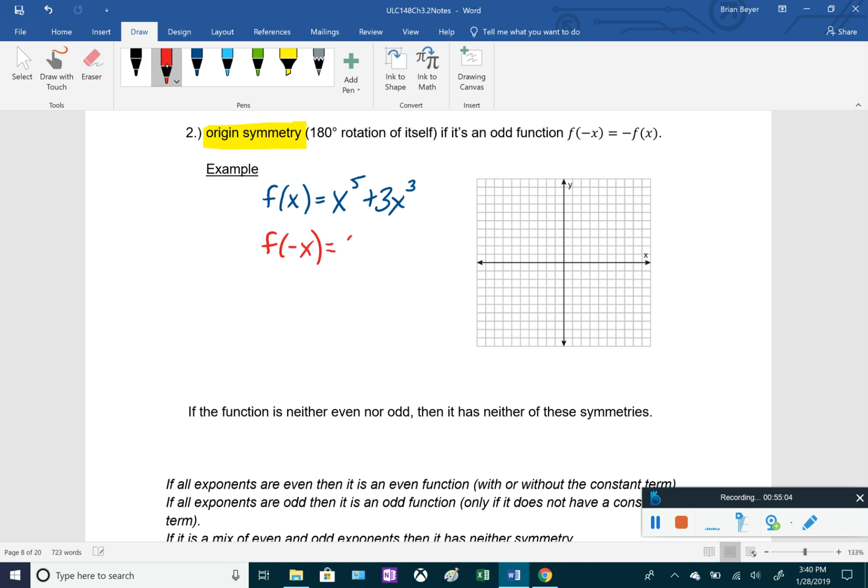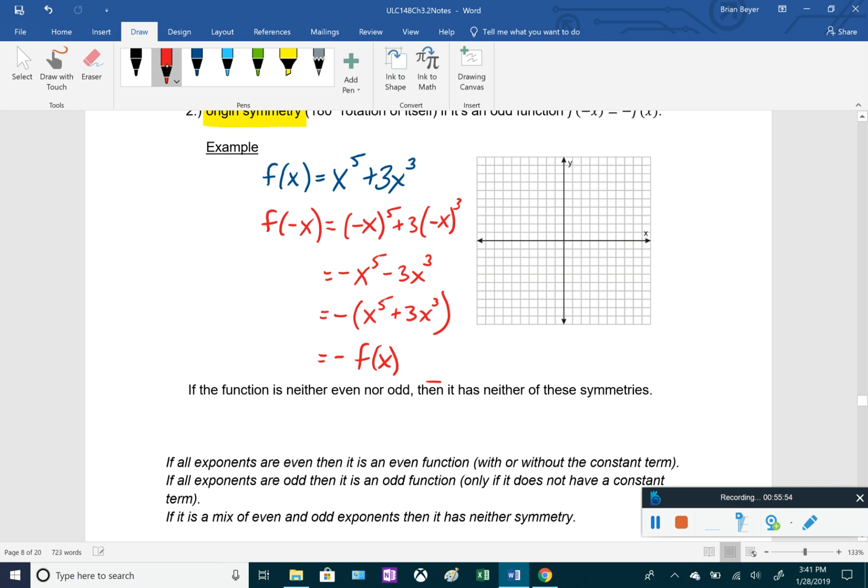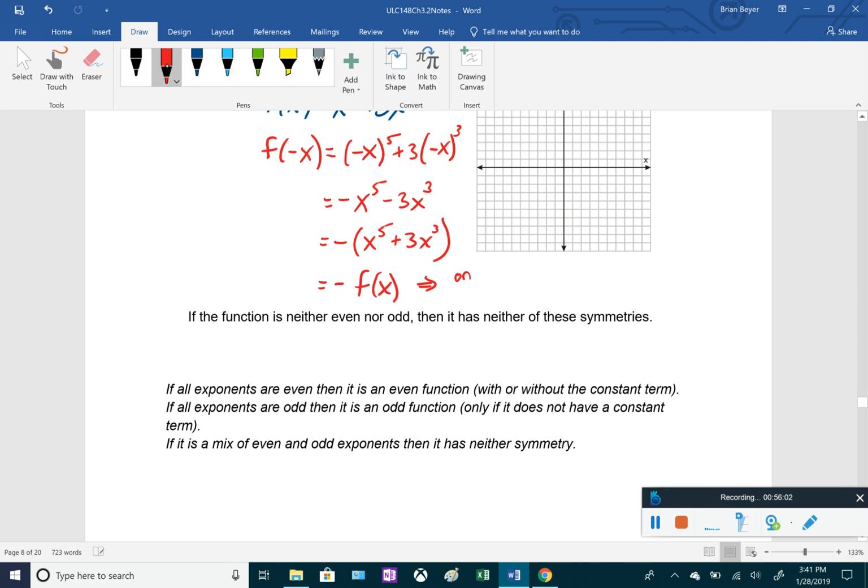So we're going to start the same way that we just did. We're going to plug in a negative x, and then we're going to simplify it. So that's negative x to the fifth plus 3 times negative x cubed. A negative to an odd number is going to be the same thing if we drop the parentheses and raise it to that odd number. So it's going to be negative x to the fifth minus 3x cubed. So what we have to do for this one is recognize that that is not equal to the regular function. So if we factor out a negative, we're going to end up with negative, and in parentheses, x to the fifth plus 3x cubed. Now what is in those parentheses is our original. So this is equal to negative f of x. So since we got f of negative x equals negative f of x, that means this has origin symmetry. It is an odd function.